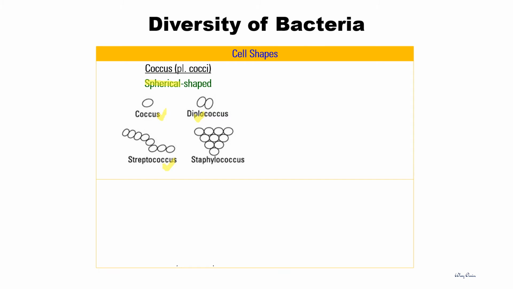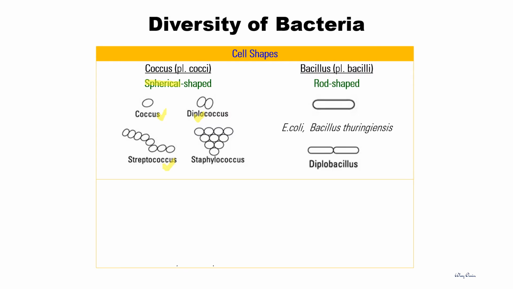If they are found in single, it will be called coccus. If found in pair, it is Diplococcus. The chain form is called Streptococcus, and if they are found in cluster, it is called Staphylococcus. The next is the bacteria in rod shape. We call it Bacillus or Bacilli.